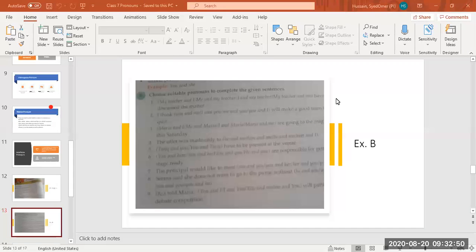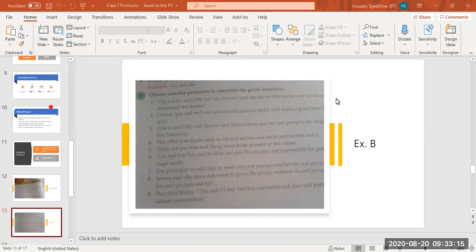Page. There's a reflexive pronouns definition. Also put a tick mark on it. Page number 8, reflexive pronouns. Reflexive pronouns are used to refer back to the subject in the sentence. Herself, himself, myself, ourselves, themselves. Okay? So this is the definition of reflexive pronouns.